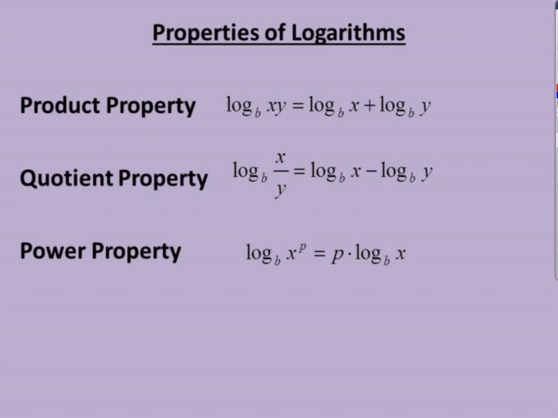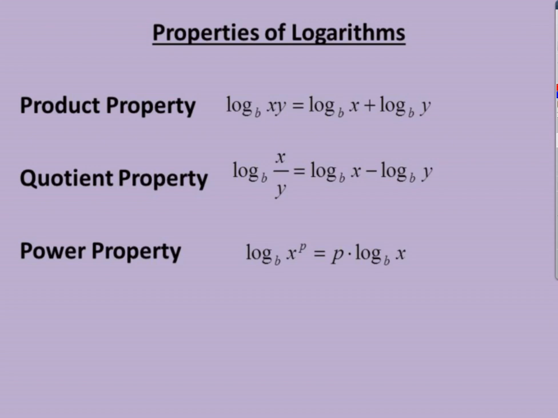So the properties of logarithms, we have a product, quotient, and power property. The product property says if I have a log base b of x times y, we can expand this and say log base b of x plus log base b of y. So anytime you see multiplication, you can break that up and make it addition. The quotient property of log base b of x divided by y, instead of division, when you expand this, it becomes subtraction. So it's going to be the log base b of x minus the log base b of y.